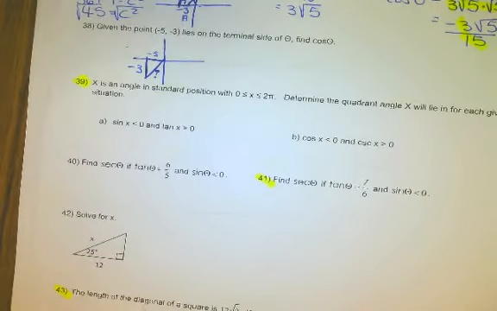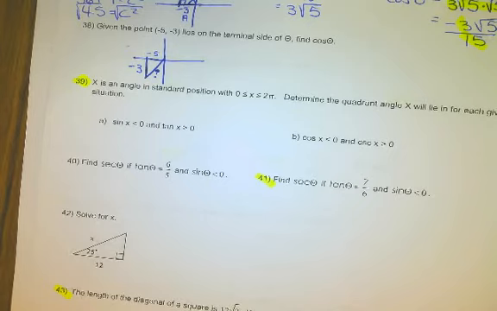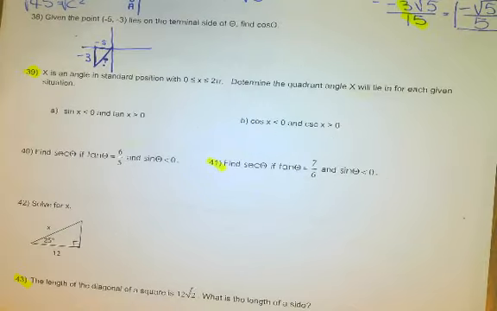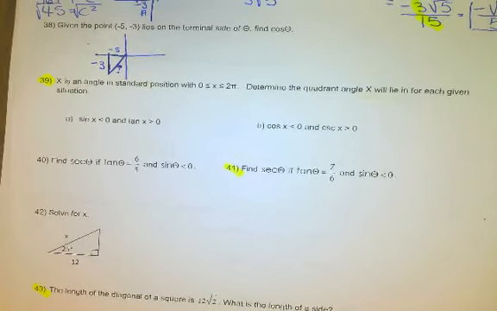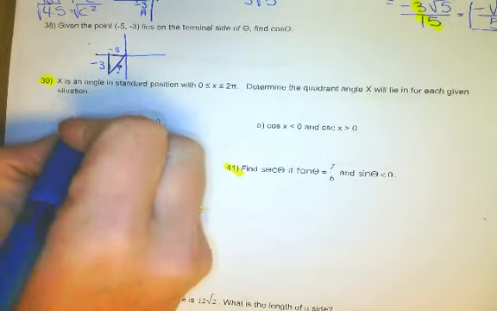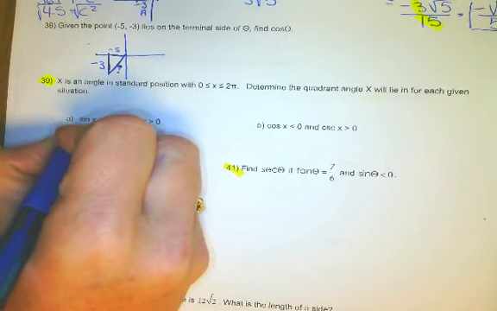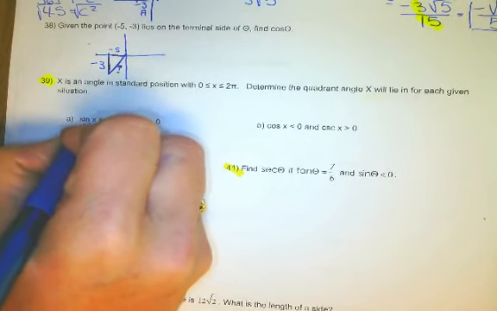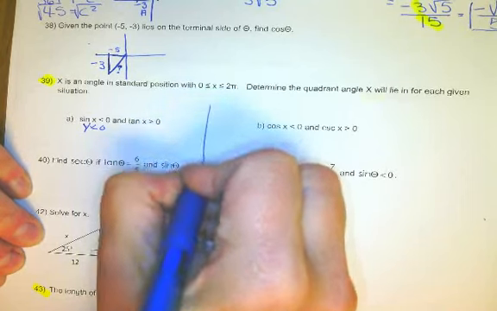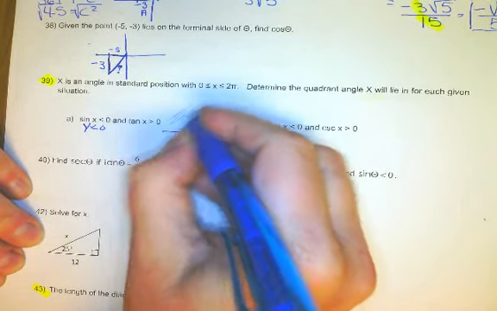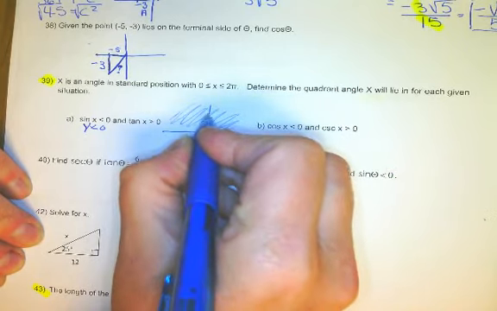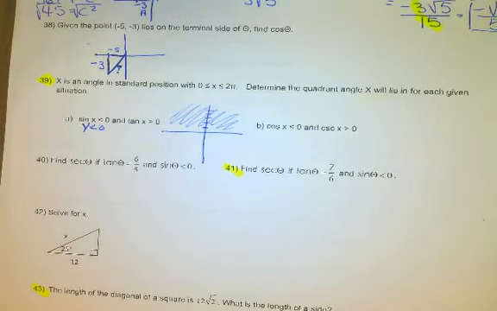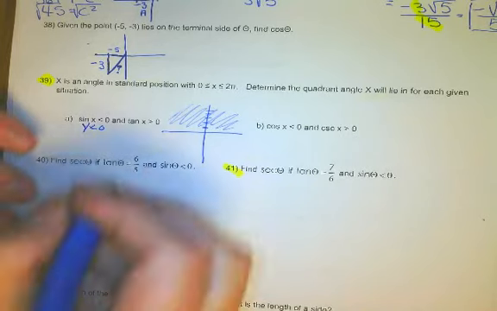All right, on 39 here, it says x is an angle in standard position with 0 is less than or equal to x, which is less than or equal to 2 pi. So pretty much, y'all, that's the whole unit circle. So determine where the quadrant angle x will lie in for each given situation. Alright, so for here, I know that sine is my y, so I know that y has to be less than 0. So if y has to be less than 0, that means it can't be these two quadrants, because this is where y is positive.